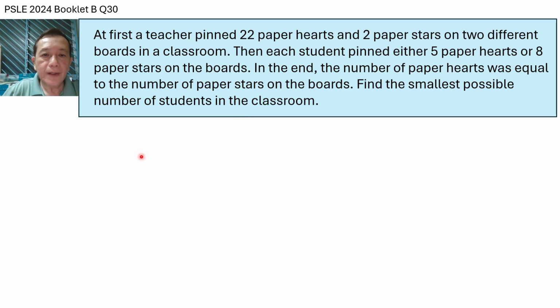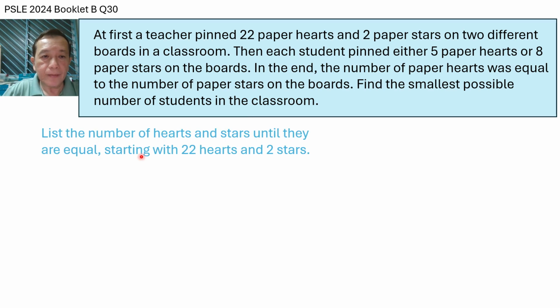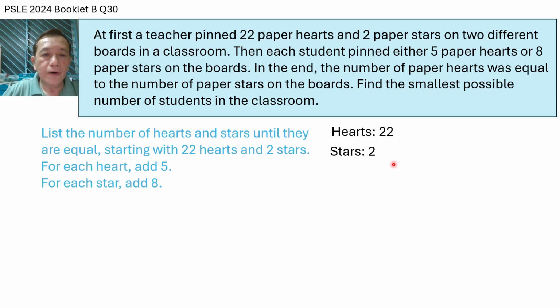We use the method of listing. List the number of hearts and stars until they are equal, starting with 22 hearts and 2 stars, because they were done by the teacher. For each heart, add 5. For each star, add 8.